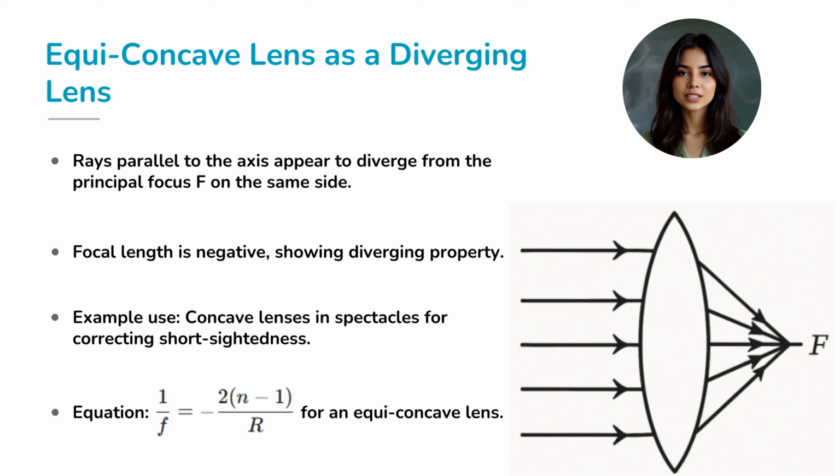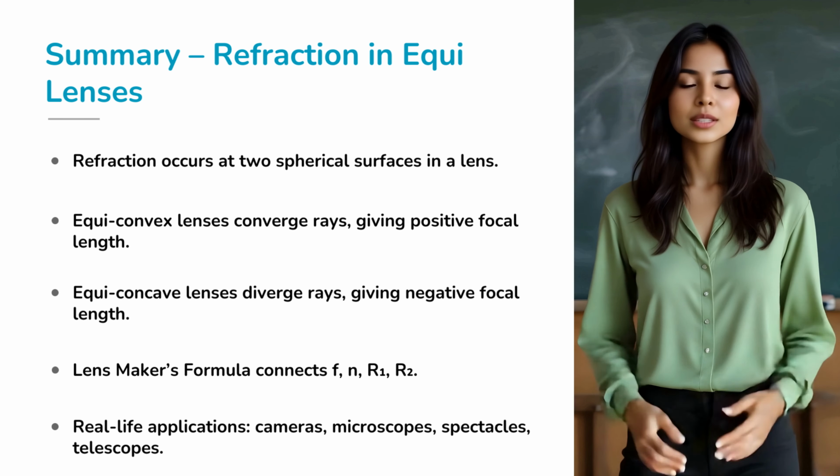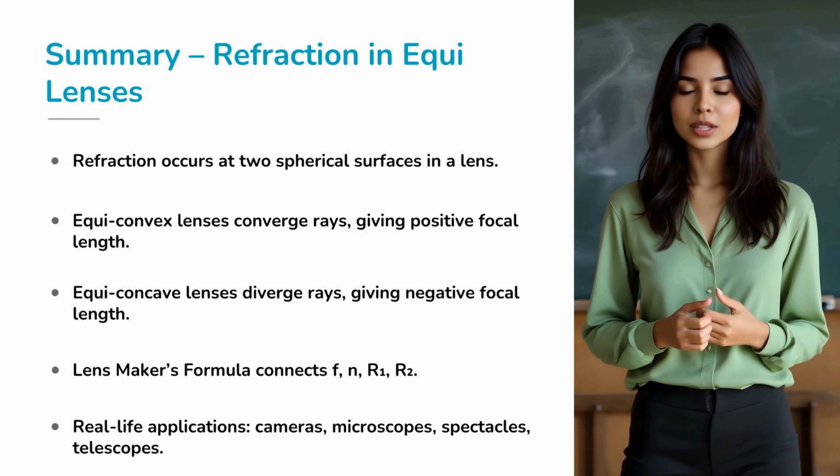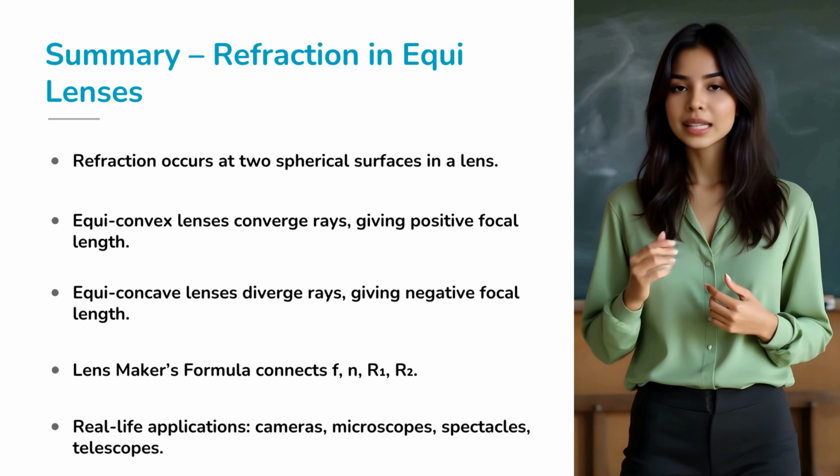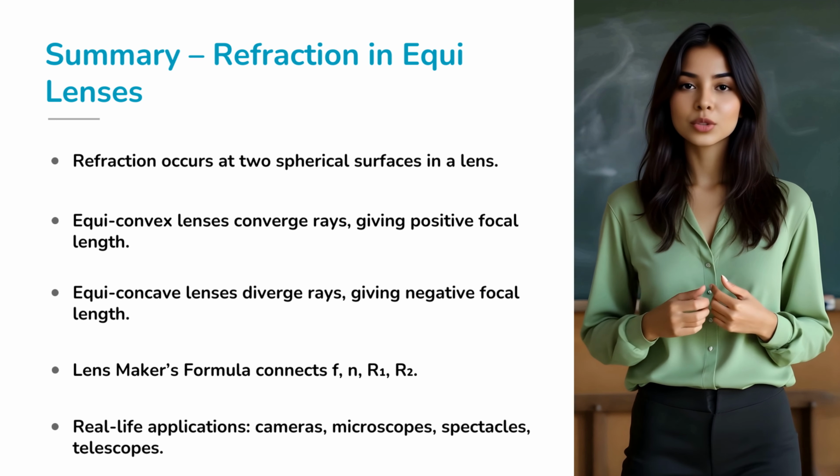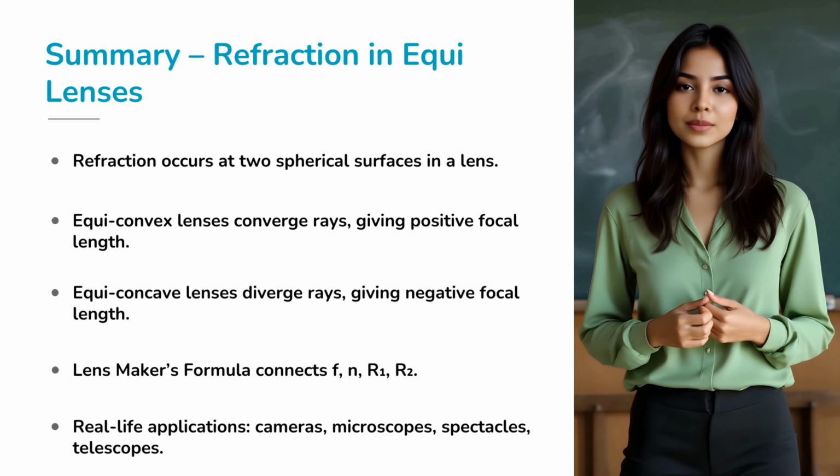So, while convex lenses act like a magnifying glass focusing sunlight to a sharp point, concave lenses are the exact opposite. They spread light out. In short, convex lenses are gatherers, concave lenses are scatterers. Both are equally important in the world of optics. Alright students, time to tie the whole story together. Let's quickly summarize what we've learned about refraction in equi-lenses.